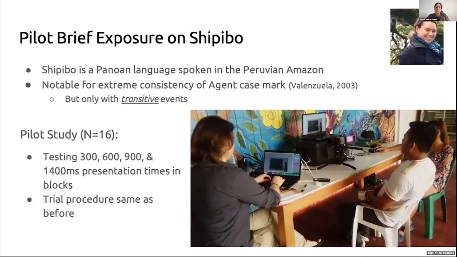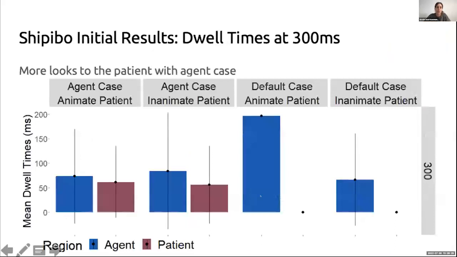So we tested four different presentation times: the same 300 as in the experiment with Basque and Spanish speakers, but also 600, 900, and 1400 milliseconds. This changed the block structure from the Basque experiment, but the trial structure remained the same otherwise. I also have to mention that in this experiment with Shipibo, we didn't have the recognition task, but only the sentence description, the event description task.